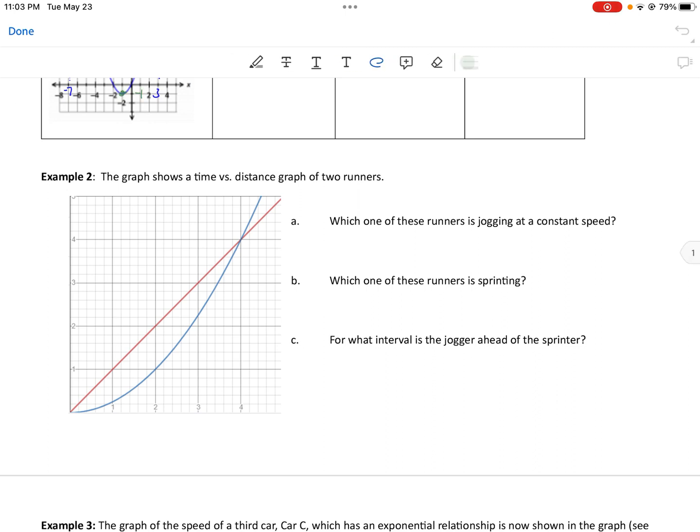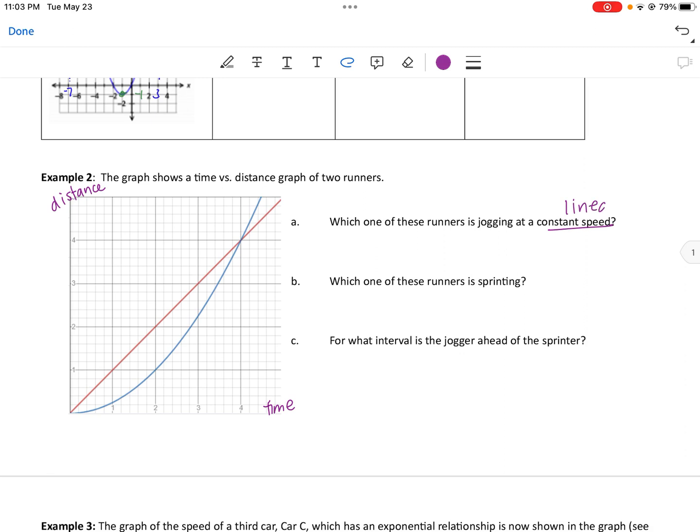Okay, and it says the graph is shown as time versus distance. So they're just saying, okay, this is time, and this is distance. And we got 2 runners here. Okay, it says which one of these runners is jogging at a constant speed? So remember, a constant speed is going to be something like linear. It's going to be something that's increasing by the same amount every time. So in this case, I'm going to say that red line is the runner jogging at a constant speed. Then who may be kind of starting off and then start sprinting, so they're increasing. Think about, they're increasing speed.